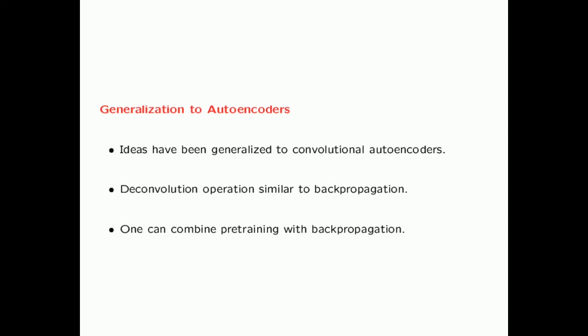Now, these ideas of gradient-based visualization and gradient-based backpropagation can be generalized to autoencoders. These convolutional autoencoders also use this kind of deconvolutional operation, which is very similar to backpropagation. One can also combine pre-training with backpropagation. The details of these types of convolutional autoencoders are given in the book.